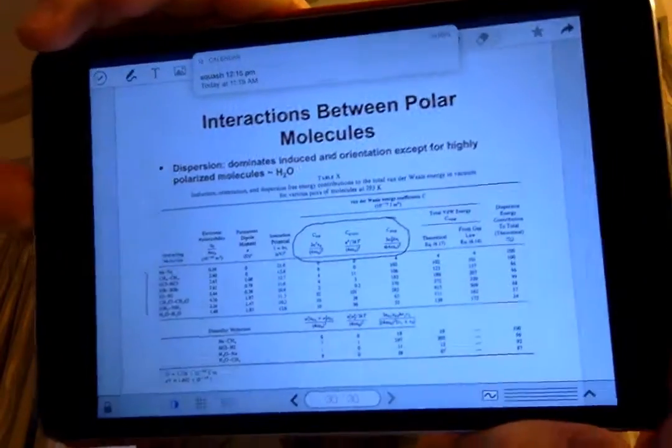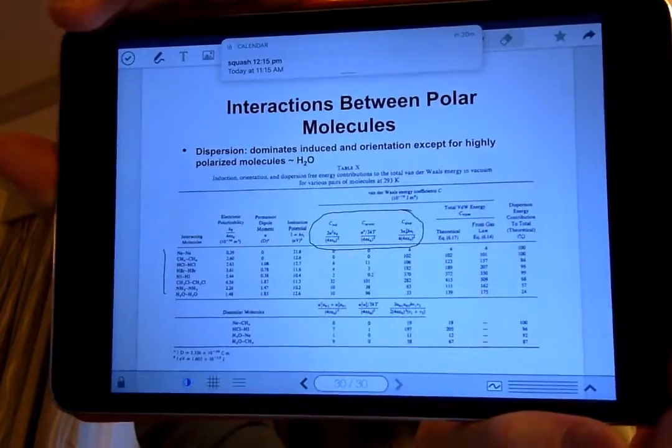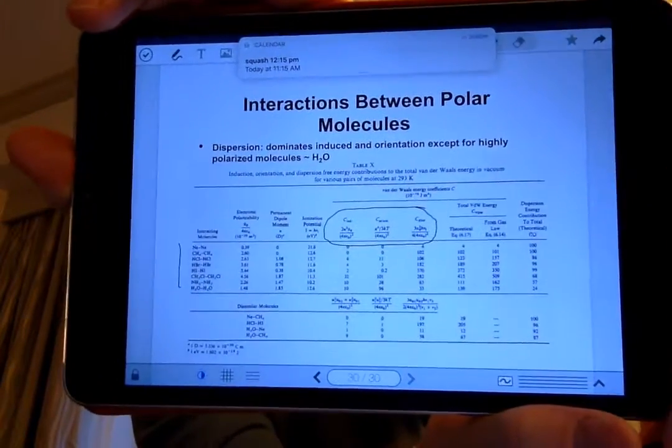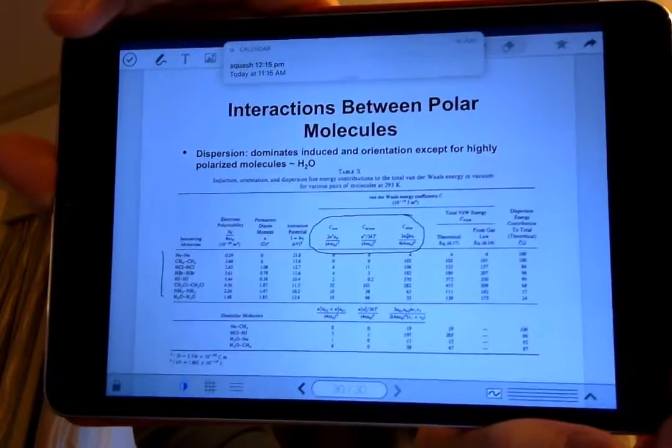Whereas for water-water interactions, since there are two polar molecules interacting with one another, you have induced, orientation, and dispersion interactions. In this slide they're using C, the coefficient for the van der Waals interaction, but it's the same idea. This coefficient is related to the energy, and so now we can think about how different molecules interact, what the magnitude of the van der Waals interactions are between them, and how that leads to different material behavior.